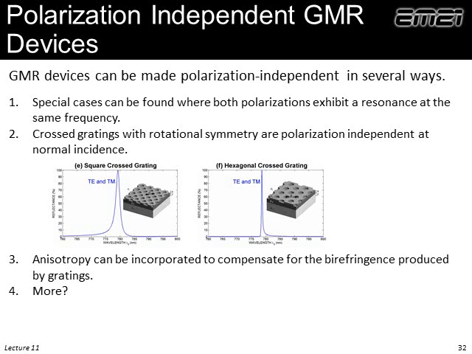Maybe an easier way is to get away from gratings that are birefringent and go to something that's more like a crossed grating. So square arrays and hexagonal arrays will give us a polarization independent device. The other thing we can do is incorporate additional anisotropy to compensate for the birefringence produced by the grating and end up with something that is polarization independent, if it is possible to introduce that anisotropy. And maybe there's more ways. The cross grating way is probably the most common way to make polarization independent guided mode resonance filters.